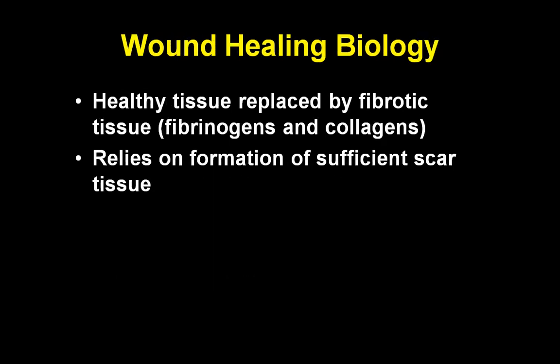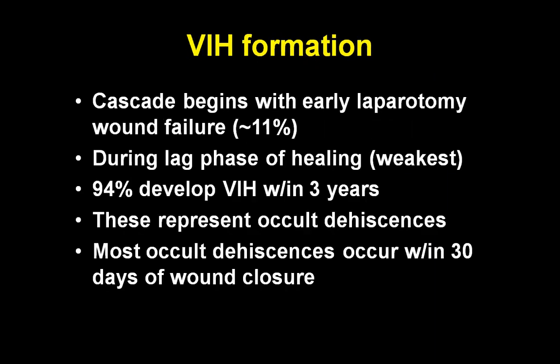Now, wound healing biology. What happens in a normal wound? Healthy tissue is replaced by fibrotic tissue, which comprises fibrinogen and collagen and relies on the formation of sufficient scar tissue. The crux is fibrosis with the formation of sufficient scar tissue.